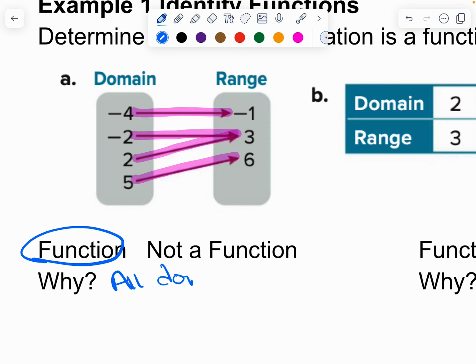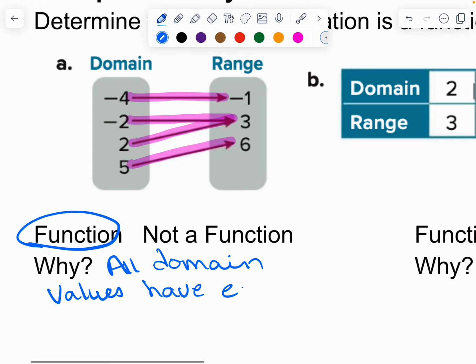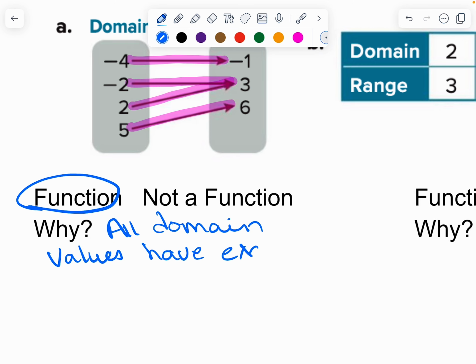All domain values have exactly one range value. Okay, that's not stated right. That's weird.